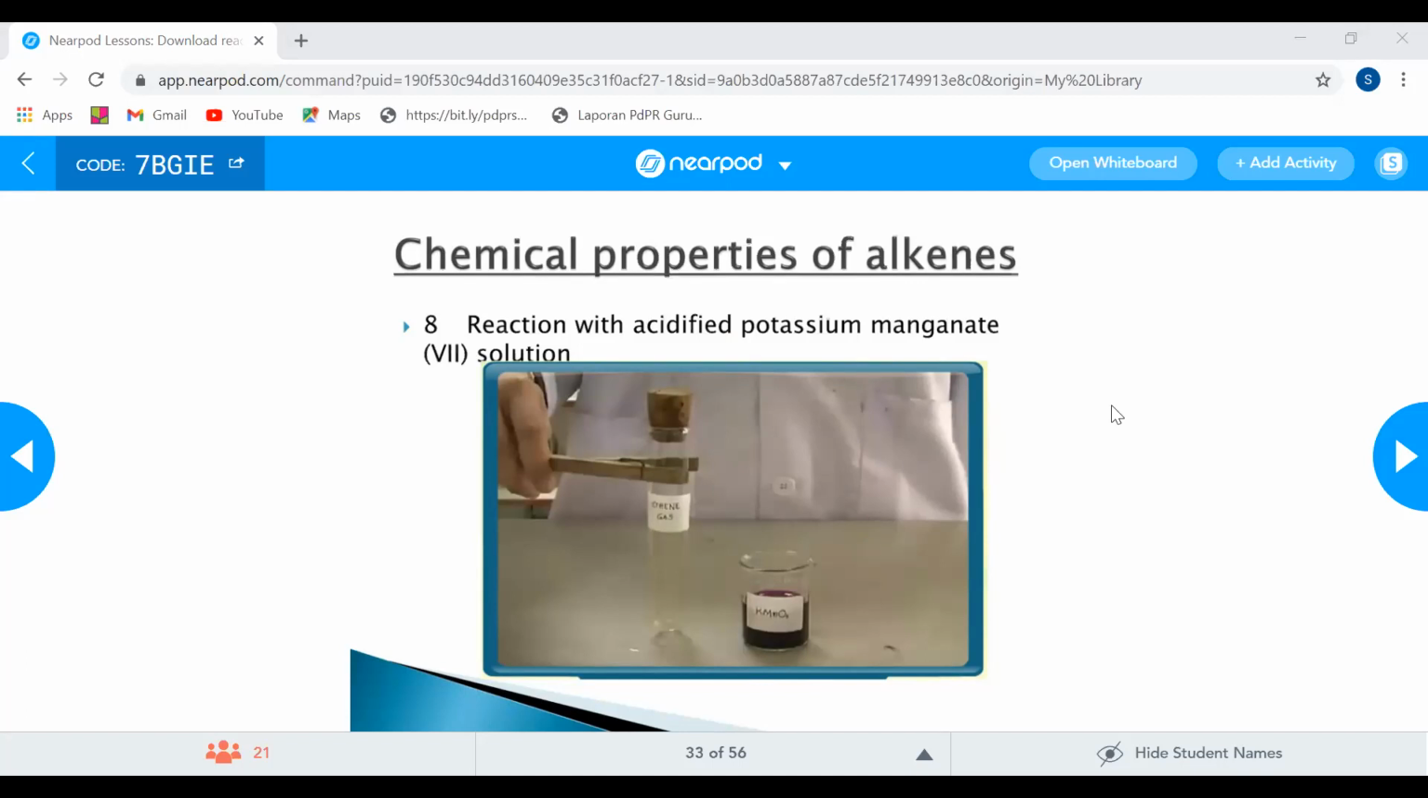Okay, sorry. So when I am doing acidified potassium manganate 7 solution, whenever you see the words acidified potassium manganate 7 solution, straight away in your mind you must remember it's oxidation, nothing else but oxidation. Anytime you see the word acidified, any acidified, it's always an oxidation question. Okay?